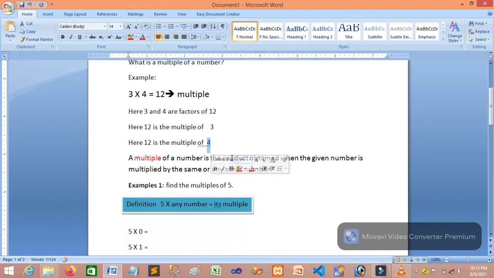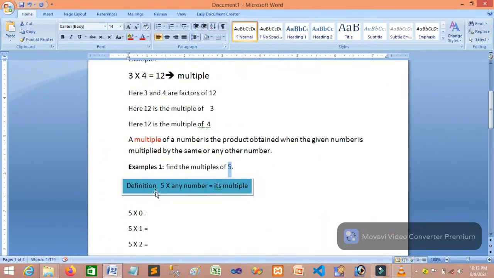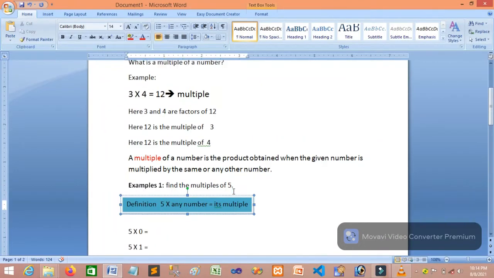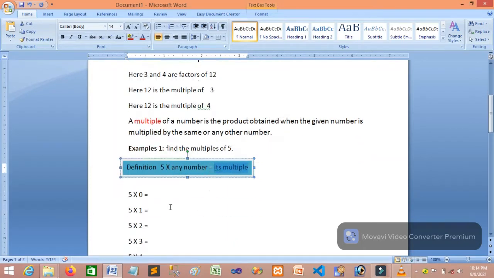We will take an example. Find the multiples of 5. How do we find the multiples of 5? As per the definition, 5 multiplied by any number gives a multiple. So 5 is the number, and to find the multiples of 5 we need to multiply it by any number.